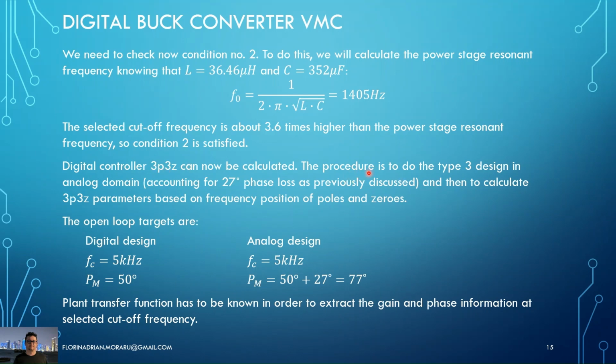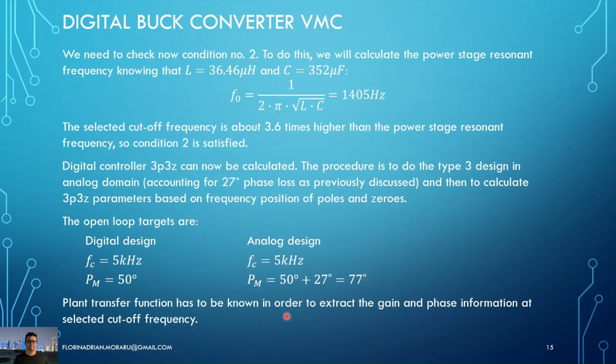Now we can go to calculate the digital controller. As I mentioned, we will do the design first in the analog domain, and we will keep in mind that we need to add an additional 27 degrees for the desired phase margin, and then we will convert to the linear difference equation. So the targets in digital design are a cutoff frequency of 5 kilohertz and a phase margin of 50 degrees. For the analog, we'll have a cutoff frequency of 5 kilohertz and a phase margin of 77 degrees.